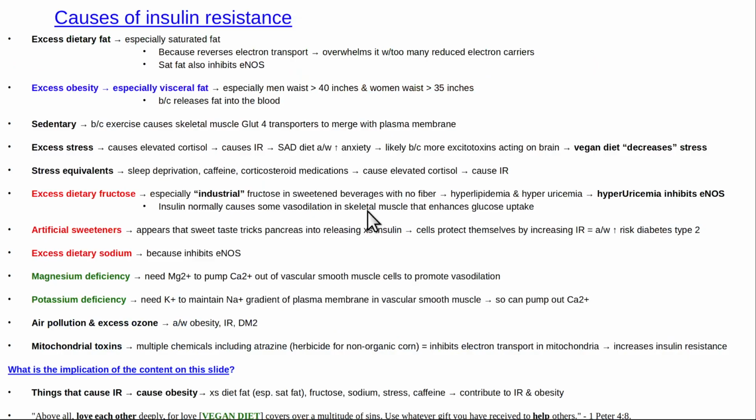Okay, we talked about things that cause insulin resistance. Here's the list if you want to review it. I went over it in the last video. We're going to show some more papers along these lines and some new stuff. We're going to get into new stuff definitely with this talk here.